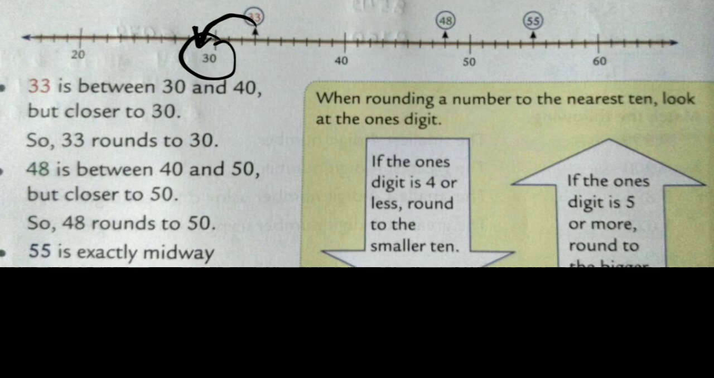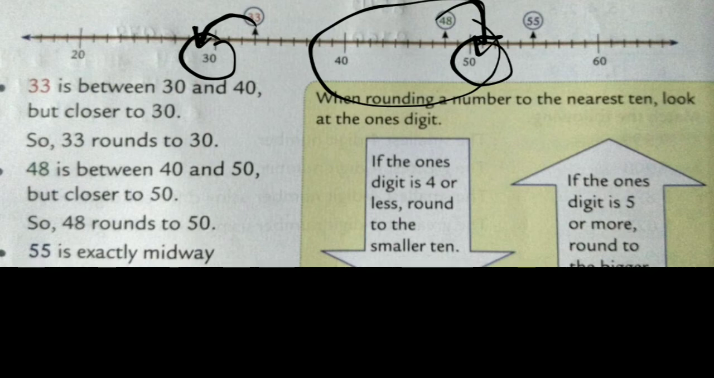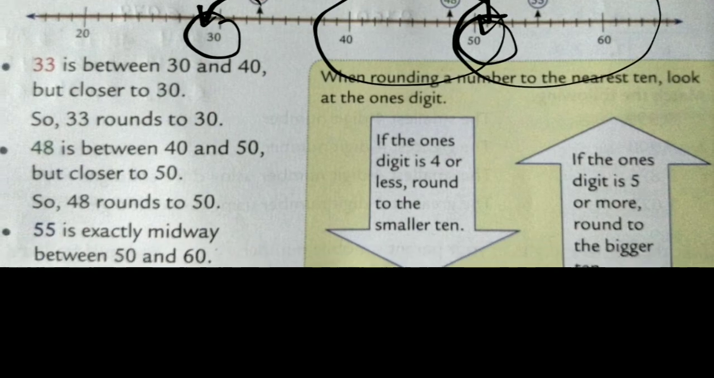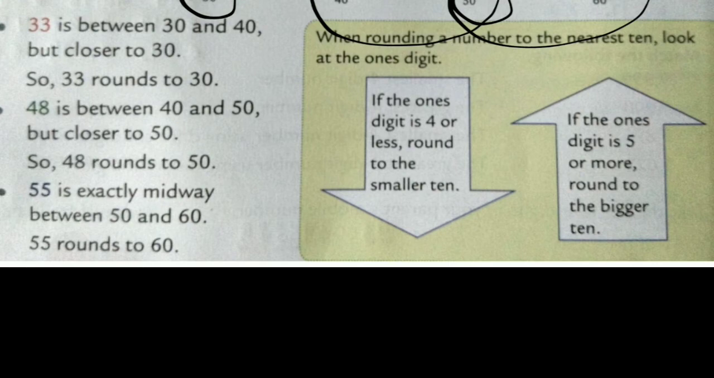Next, 48. 48 is between which numbers? 40 and 50. Clear? But closer to 50. See? Next, 55. 55 is exactly midway. Midway means the middle value. So 55 is between 50 and 60. But round to 60. Clear?